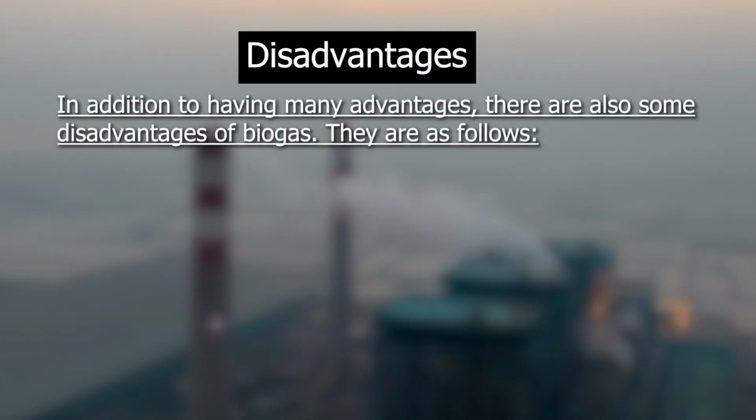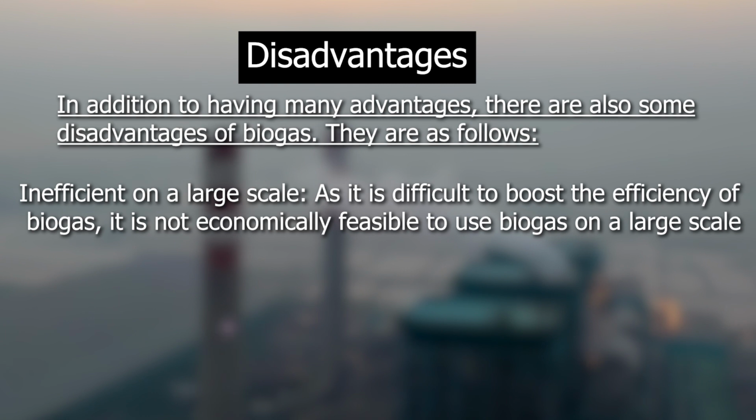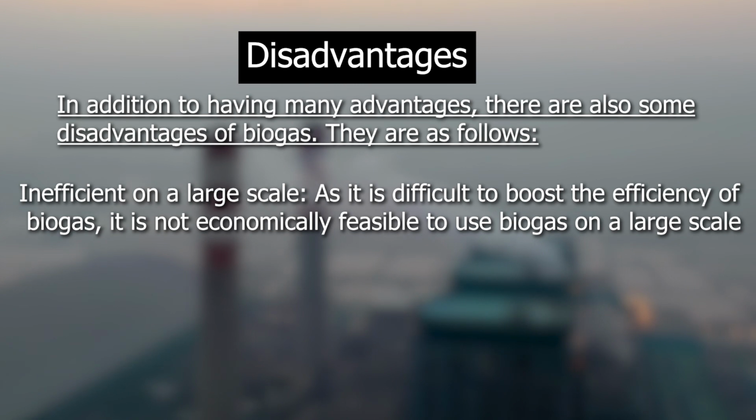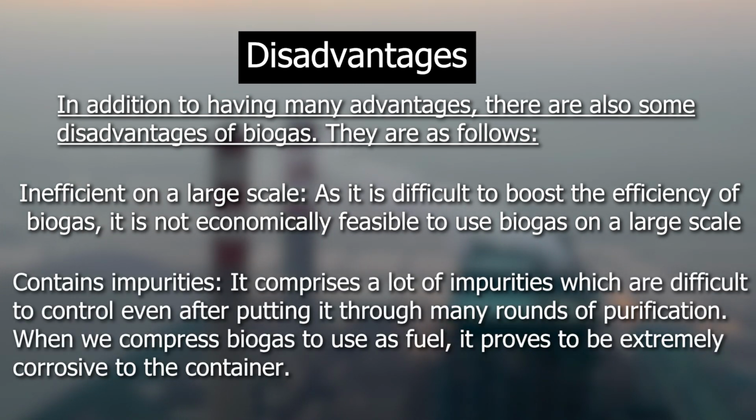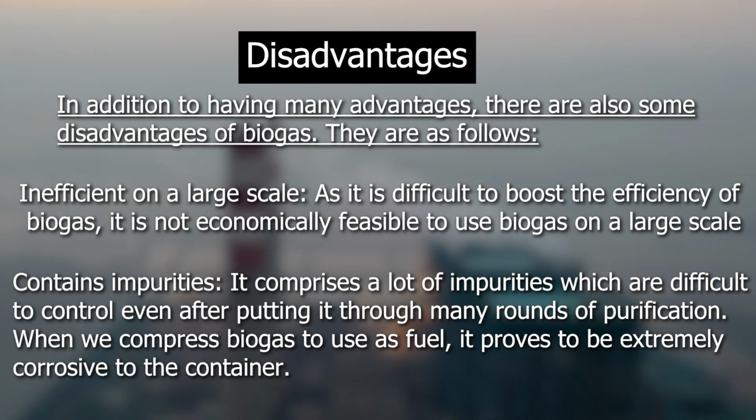And the last, we can discuss the disadvantages of biogas. In addition to having many advantages, there are also some disadvantages of biogas. The first, inefficient on a large scale, as it is difficult to boost the efficiency of biogas. It is not economically feasible to use biogas on a large scale. The second, it contains impurities. It comprises a lot of impurities which are difficult to control even after putting it through many rounds of purification.